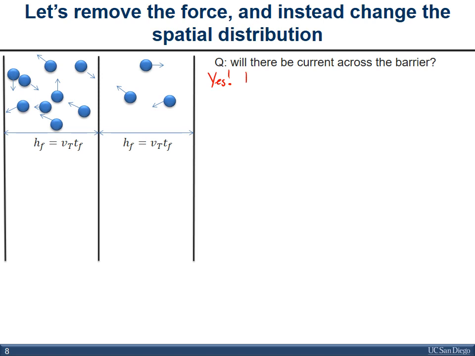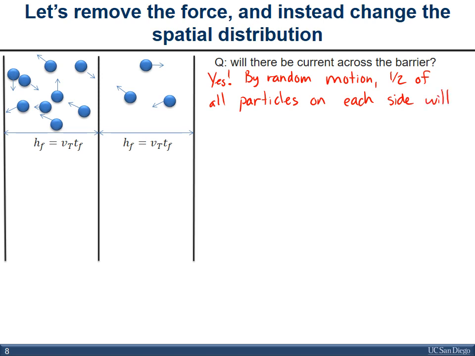It's actually very interesting if you haven't studied this before. Purely by random motion, half of all particles on each side will move to the other side. And I can say this assuming that each of these regions has a distance h sub f.